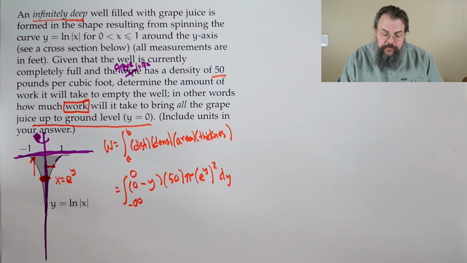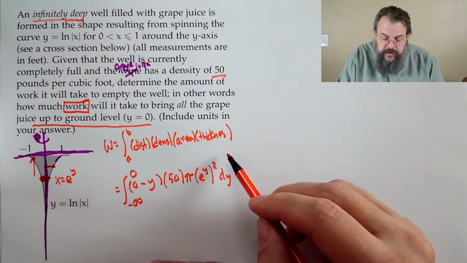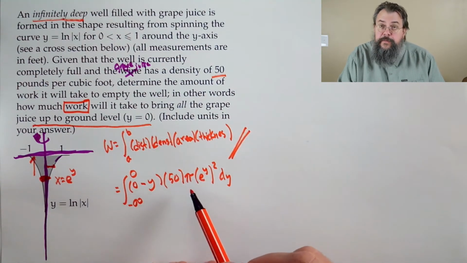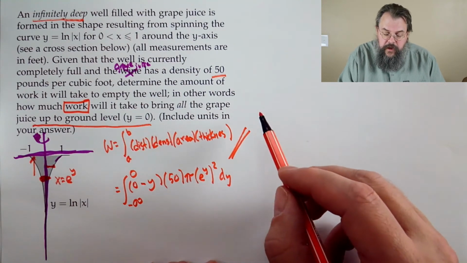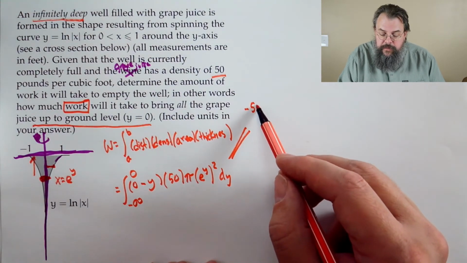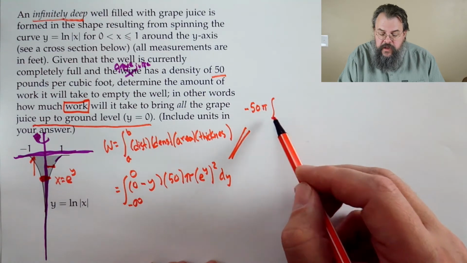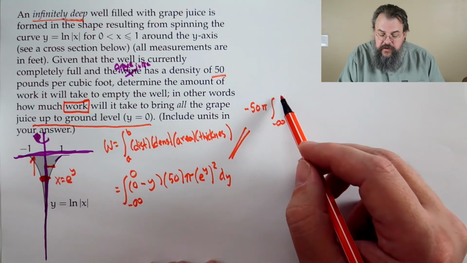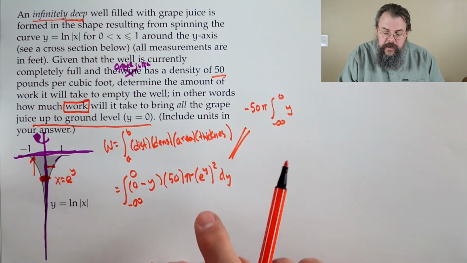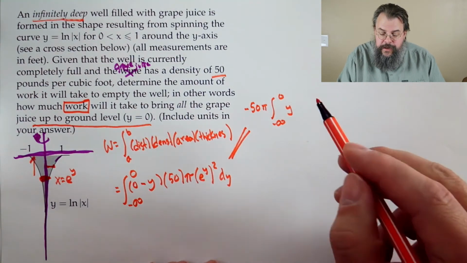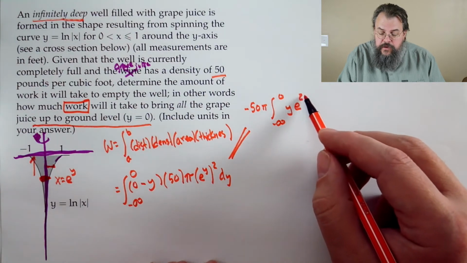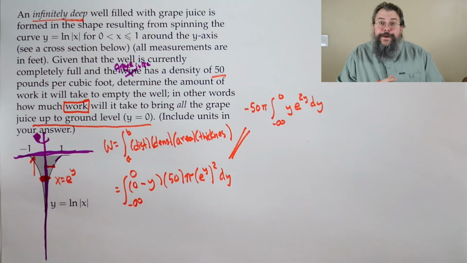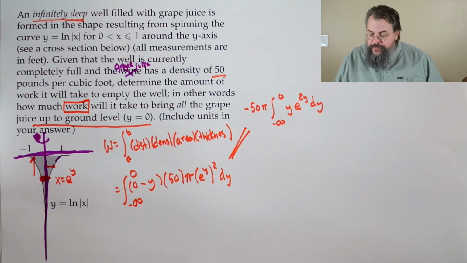Okay, so let's see what we have. I'm going to move this up here just for space reasons. I can factor out the 50 and the pi. Those are constants, also the negative. So minus 50 pi times the integral from minus infinity up to 0 of y, and e to the y squared would be e to the 2y, dy. All right, wonderful.